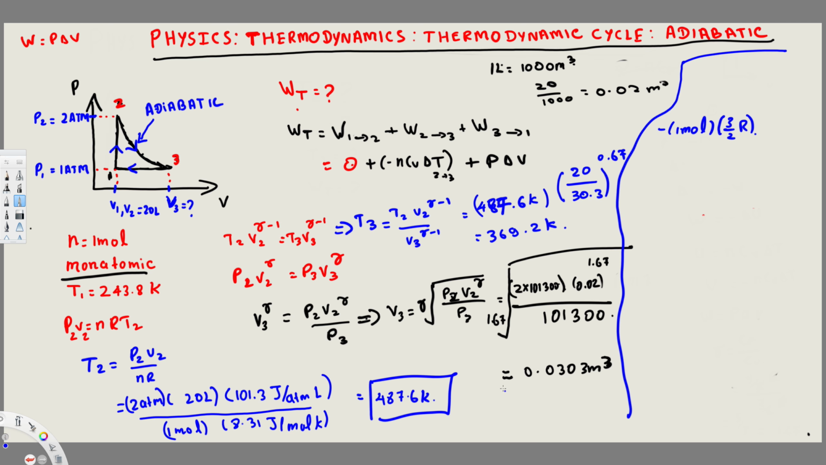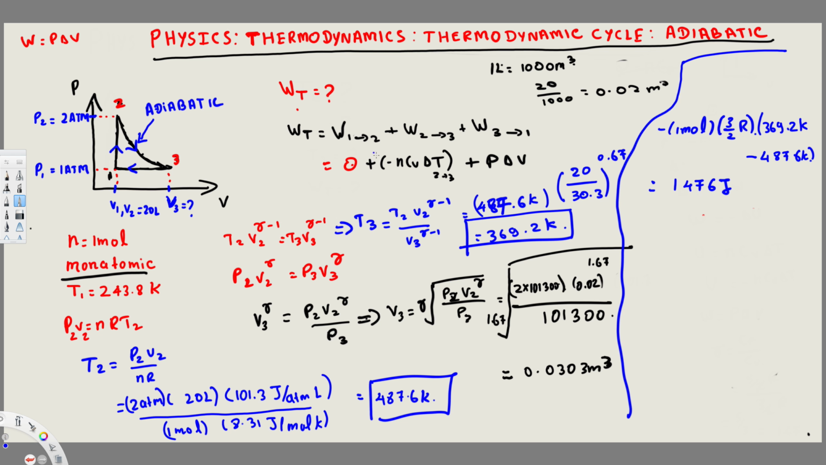T3 we calculated already. It's 369.2 Kelvin. Right? So this is going to be 369.2 Kelvin minus 487.6 Kelvin. And if you notice this one already, this is going to be a negative answer because we are subtracting a bigger value from a smaller. So this is going to be a negative value, and we already have a negative in front of this. So negative times negative, that's going to give us a positive answer. And if you calculate this one, that's going to give you 1476 joule.